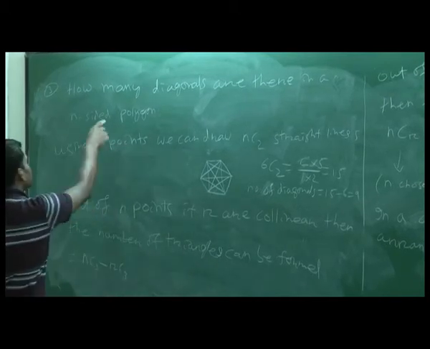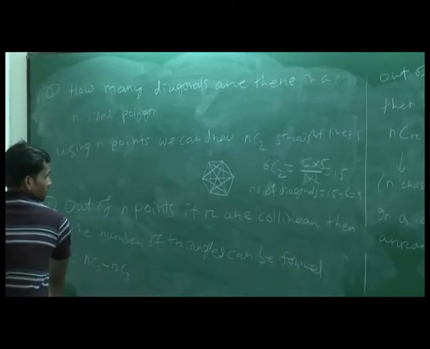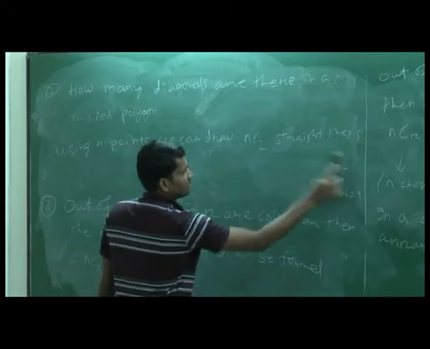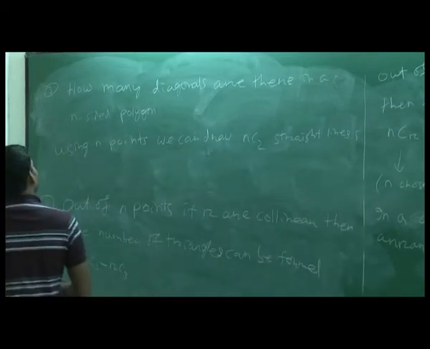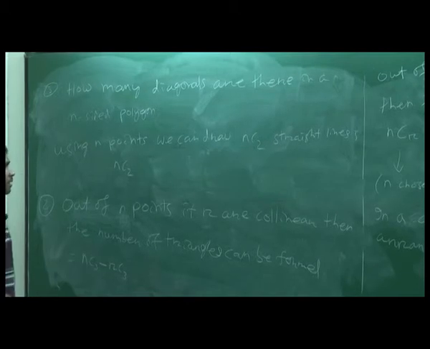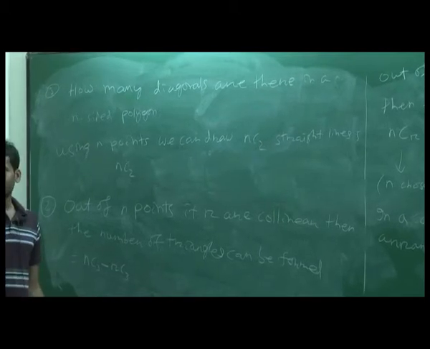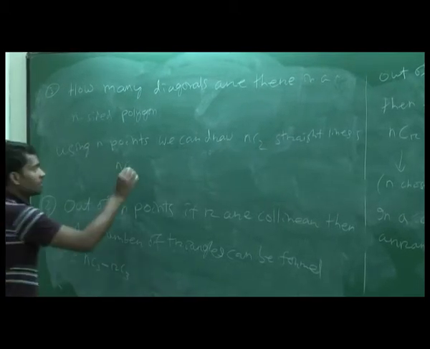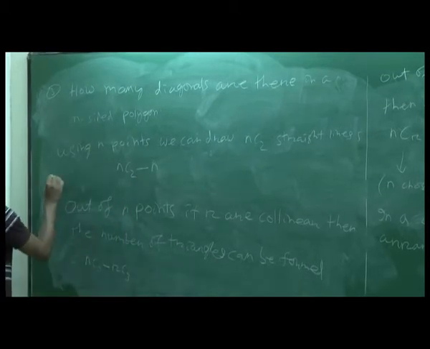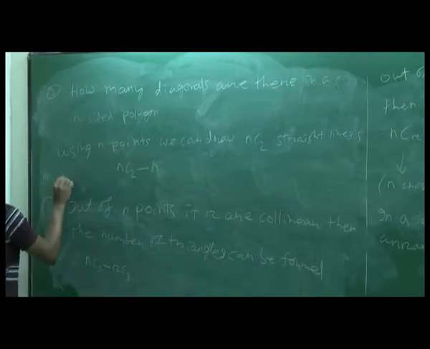So for the general case also, out of these n points, we can draw nC2 lines, right? To get the number of diagonals, we have to subtract n, the number of sides. So nC2 minus n gives the number of diagonals.